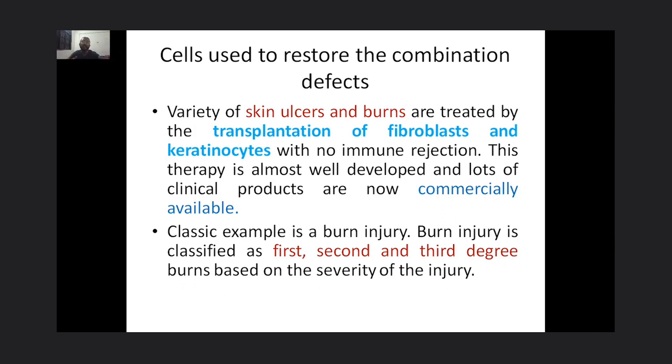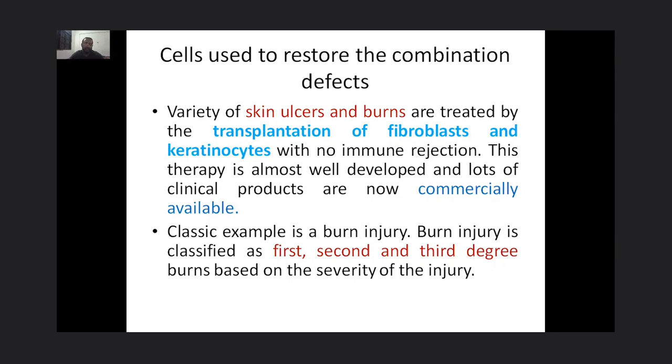So next we have the cells used to restore the covering defects, especially in the skin, right? So a variety of skin ulcers and burns are treated by using transplantation of fibroblasts and keratinocytes with no immune rejection. So this therapy is almost well developed and lots of clinical products are now available commercially. Which is a very common technique.